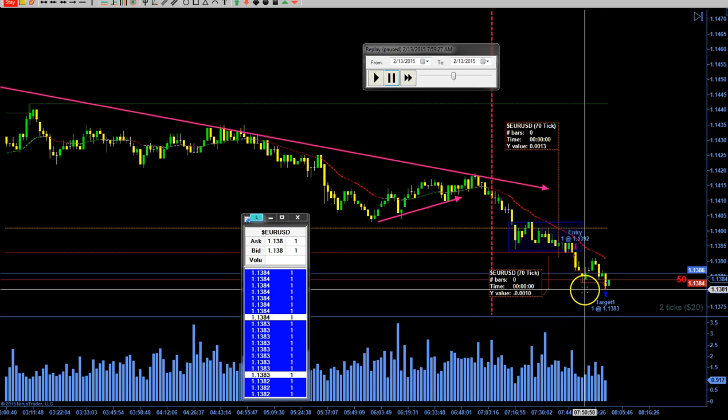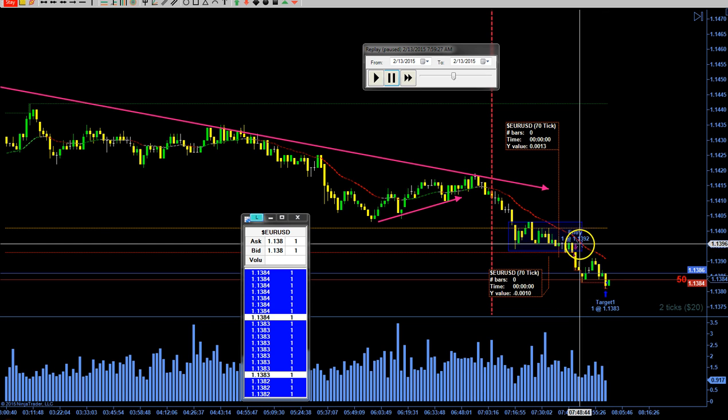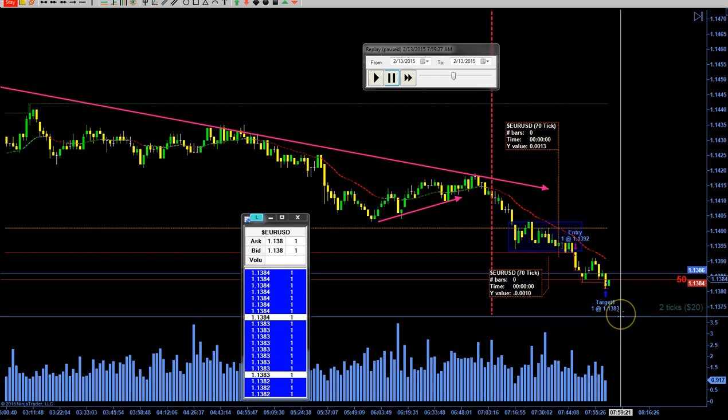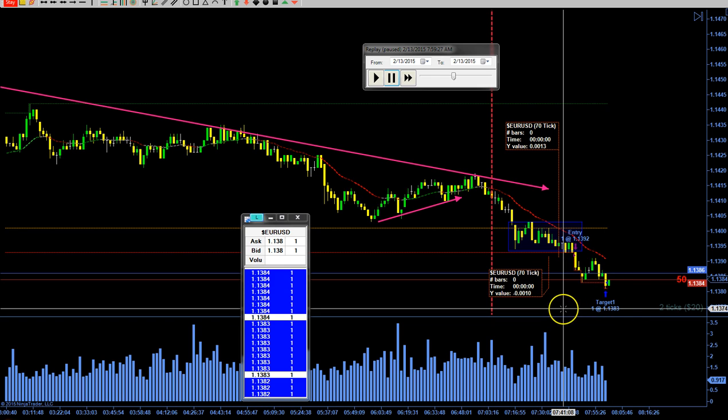So we got in at 92, we got out at 83. So we took 9 pips on that one. So that would have been a good trade. And that's pretty much how I go about each trade from start to finish.